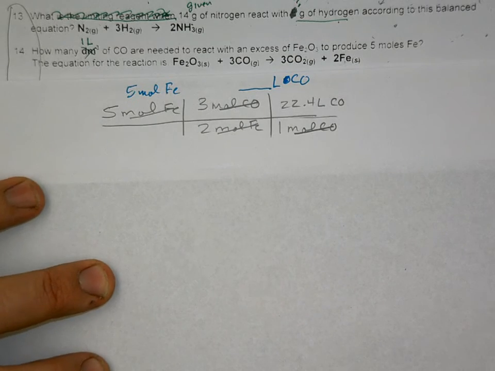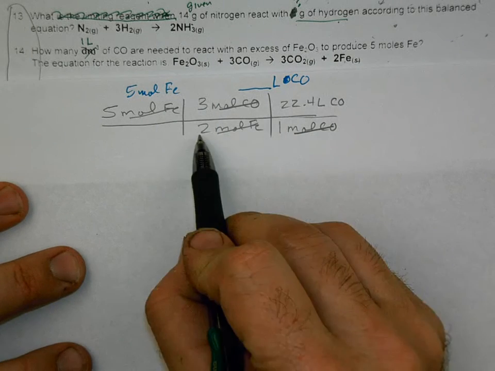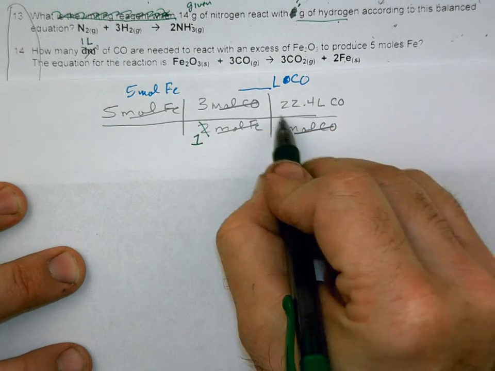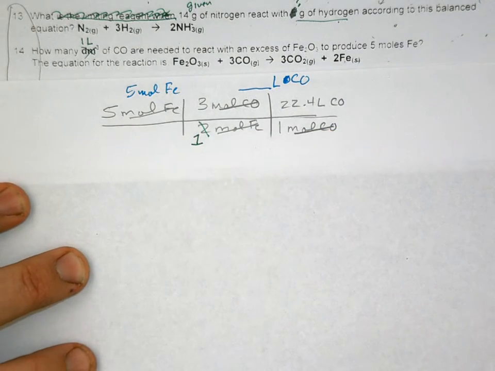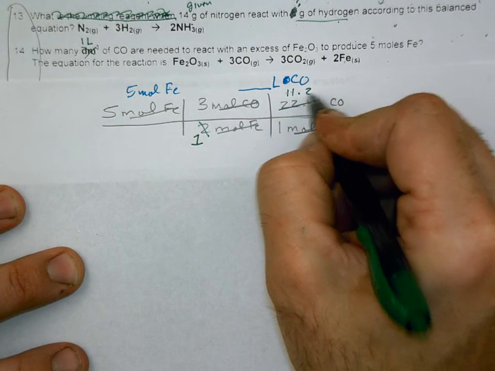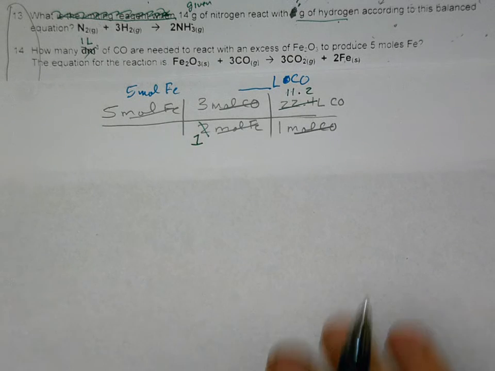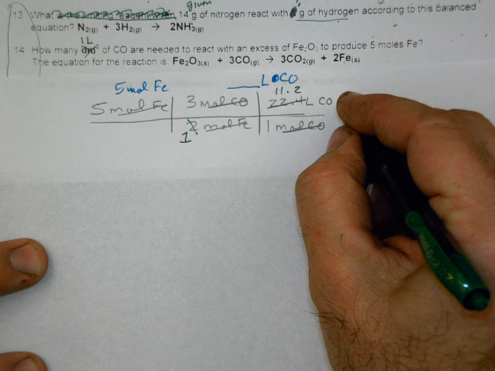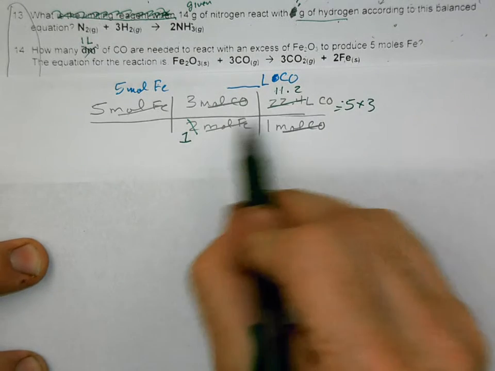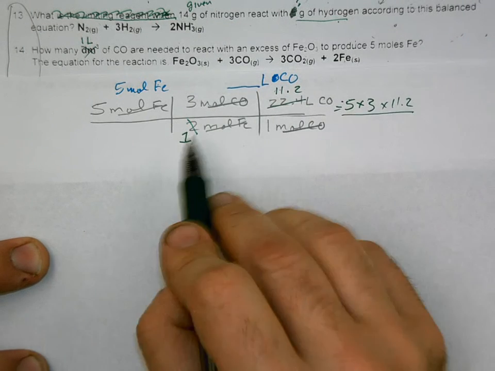And let's see, I'll use my green pen today. Now on this one, I'm just going to cancel. Looks like this one here, 2 goes into itself 1 time. 2 goes into 22.4. Well, it's half of 22.4, so that'll be 11.2. So our answer on this one, we got 5 times 3 times 11.2 divided by 1 times 1.